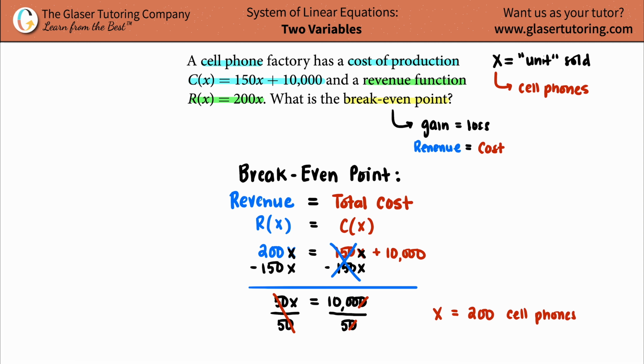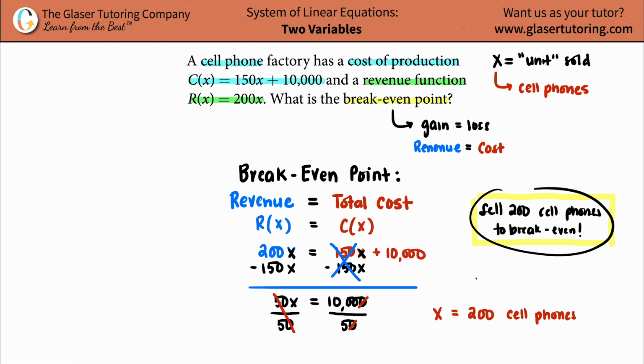So what's the break-even point? They would have to sell 200 cell phones, or 200 units, to break even. Which means that if they sell anything above 200 cell phones, they will turn a profit. That means they will make more money than they shell out in terms of cost. And that's where the money lies. So we got to sell 200 cell phones to break even, and then anything after that is a profit.